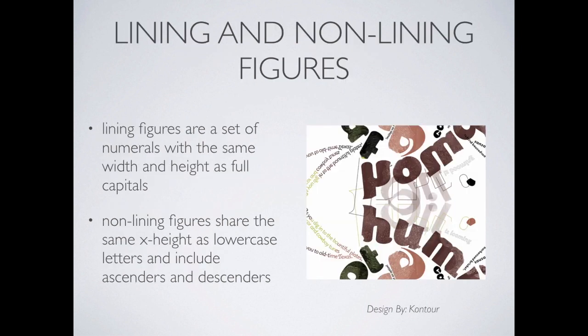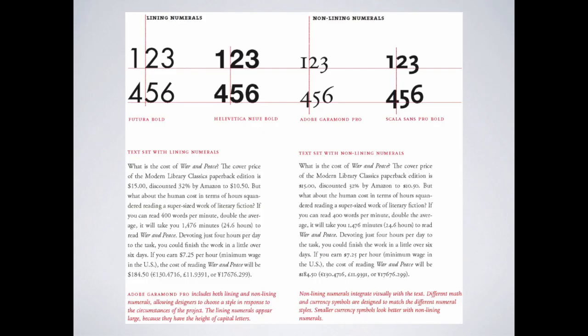Then we move into lining and non-lining figures, which is very similar to capitals and the shorter capitals, the small capitals. Essentially, it's a set of numbers. Figures mean numbers, 1, 2, 3, 4, 5, that are either the height of a capital letter or they're the height of a lowercase or the X height letter with ascenders and descenders. And if you're going to work these into a paragraph of writing, it can make a big difference.